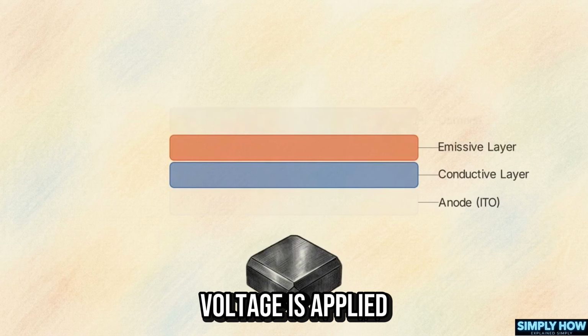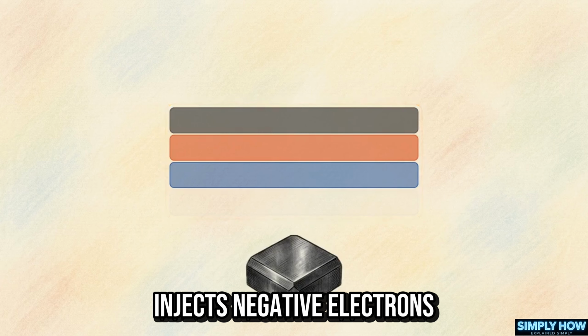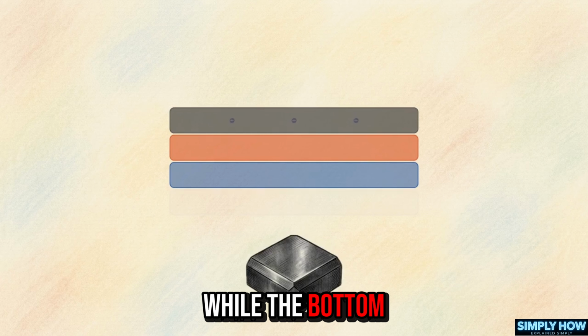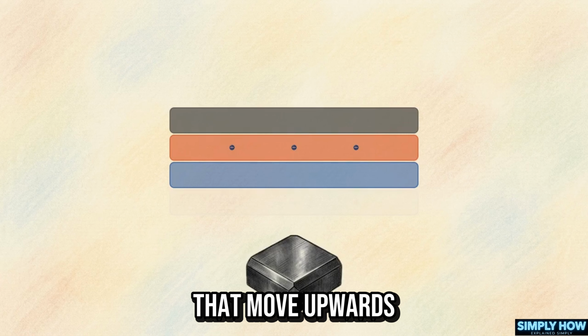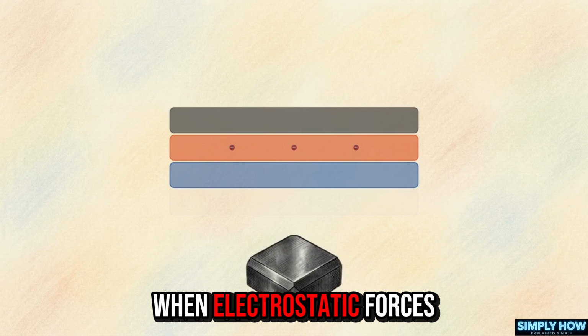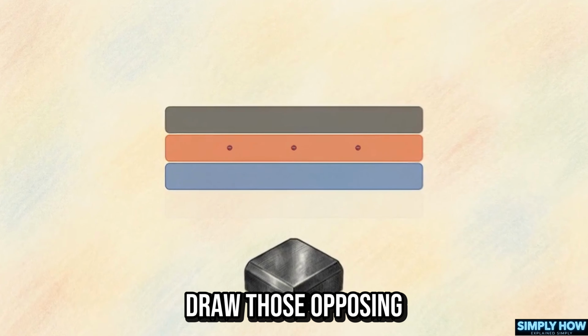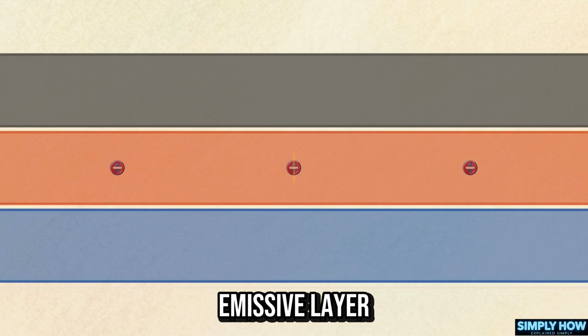When an electrical voltage is applied to this stack, a reaction begins. The top cathode injects negative electrons downwards, while the bottom anode extracts electrons, creating positively charged voids, or holes, that move upwards. The process of electrophosphorescence begins when electrostatic forces draw those opposing charges together until they crash into each other inside the middle emissive layer.